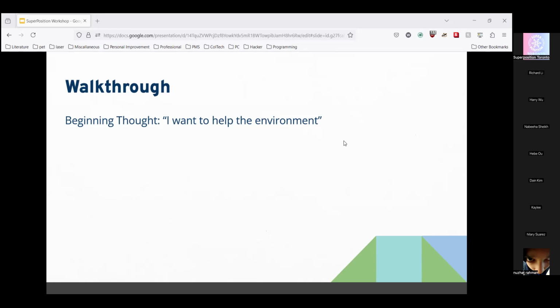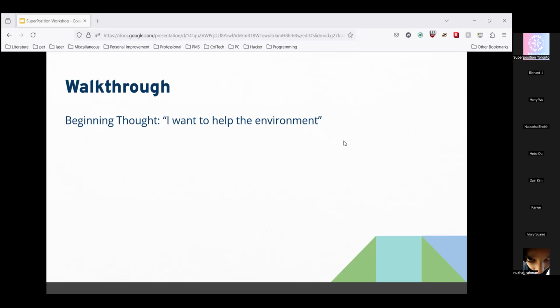Well, I mean, carbon emissions, I suppose, is a large one. Sure, greenhouse gases. Yeah, we want to talk about greenhouse gases. Okay, so we want to help the environment by helping climate change by reducing greenhouse gases. Okay, again, narrow that down.